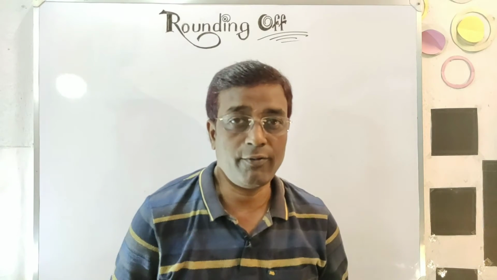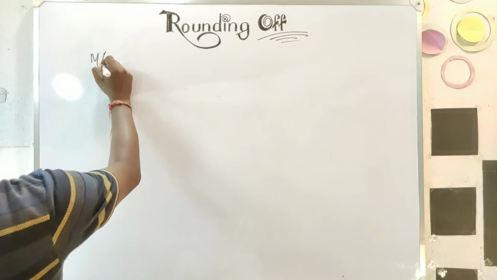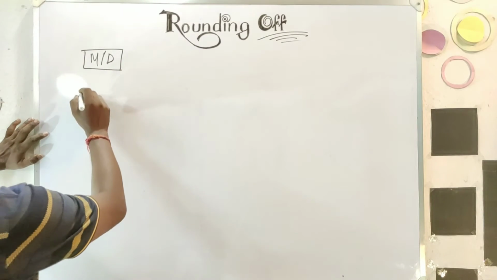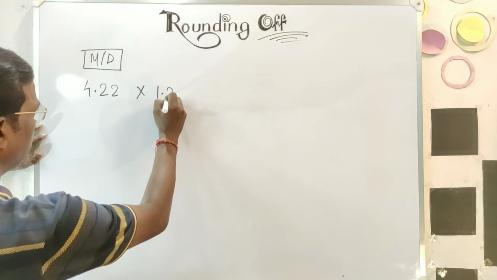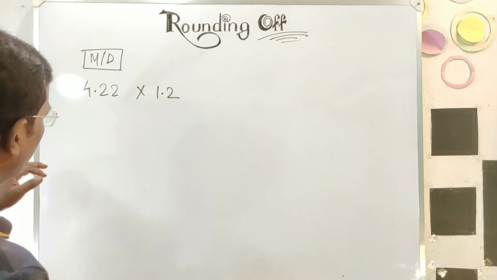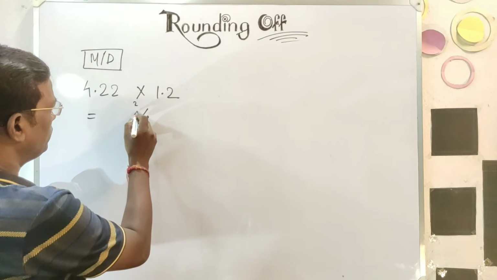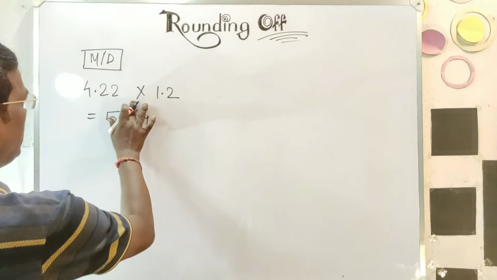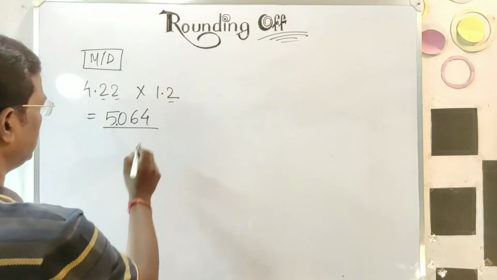Now straightaway we'll do the operations of multiplication and division and then rounding off. Let's take an example straightaway and try to understand the concept and the formulas here. Let's take a number here, 4.22 into 1.2, and we try to find out the answer. We do the normal multiplication here: 12 2s are 24, 2 carry, 12 2s are 24 plus 2 is 26, 6 carry, 48 plus 6 is 54, and since it has 1, 2, 3 decimal places, it will be 5.064, the normal multiplication.